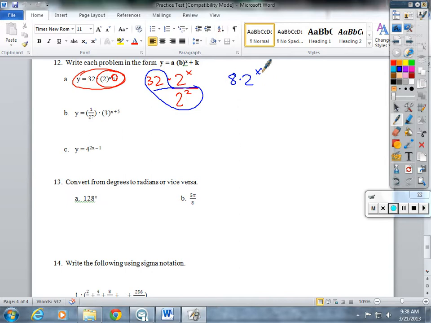All right. Letter B, we have 1/27 times 3 to the x plus 5. Again, this is addition. That means that can be separated using multiplication. So 1/27 times 3 to the x times 3 to the 5th. Well, 3 to the 5th we just did in the last problem is 243. So now we can do 243 times 1/27, so basically 243 divided by 27. That simplifies to just plain old 9 times 3 to the x.